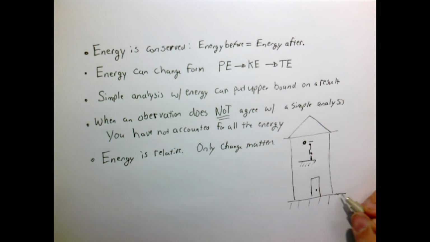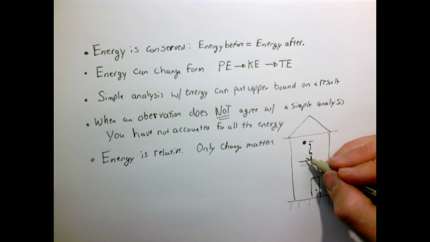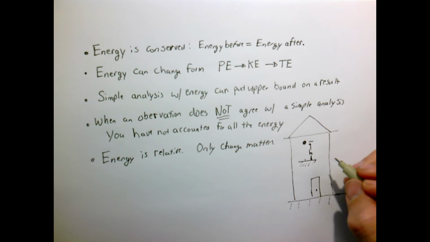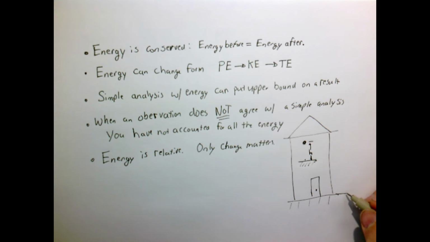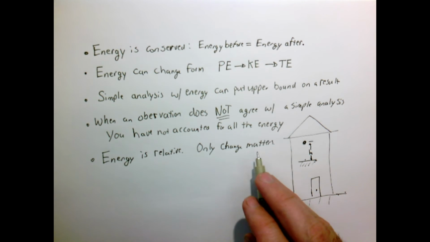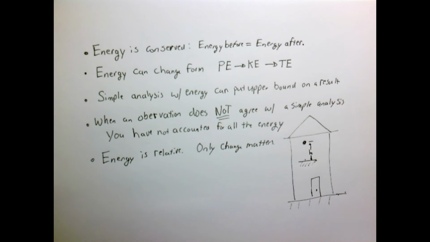Well, you could do that, and it wouldn't change anything, because it's only the change from this point to this point that matters. There's no rhyme or reason we need to call this the point where potential energy equals 0, or sea level to be where potential energy equals 0, because it's only the change that matters.